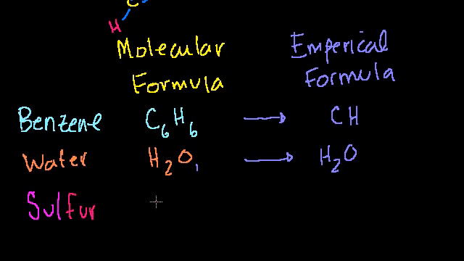Sulfur. So the molecular formula is S8. It forms this neat kind of octagon-looking chain of sulfurs. That's what it really is, and if I were to draw that, you would see that, and you could look it up on Wikipedia if you like.